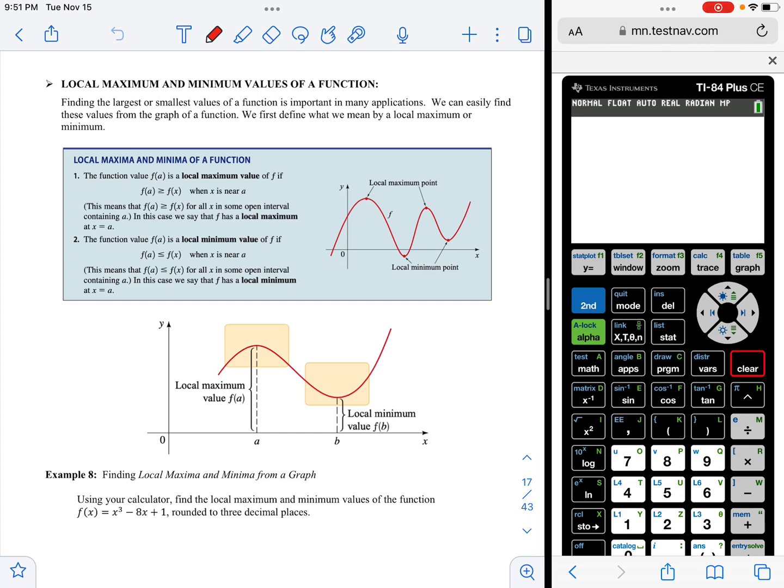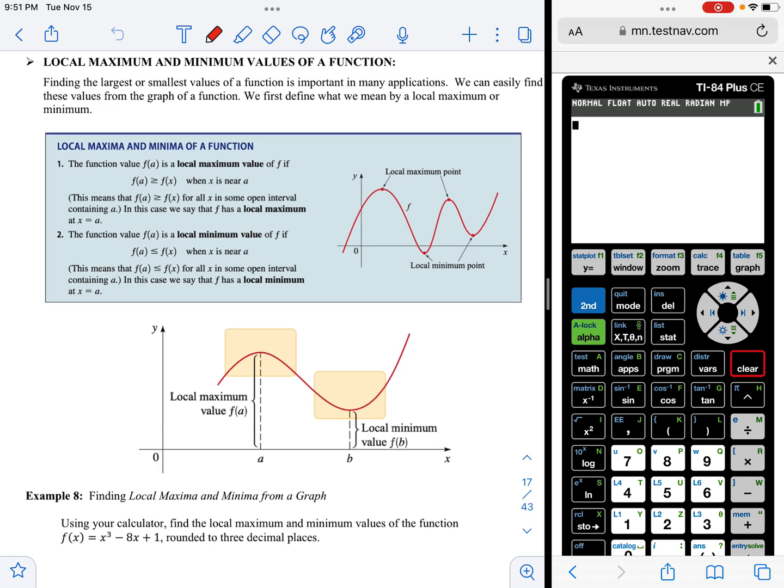Hello, college algebra students. This is the last video for section 2.3, and it is on local max and min values of a function. A lot of this was already discussed in the previous video when we did the increasing and decreasing sections of a graph, because it kind of is used for that. But we're going to talk more specifically about the local max and mins.